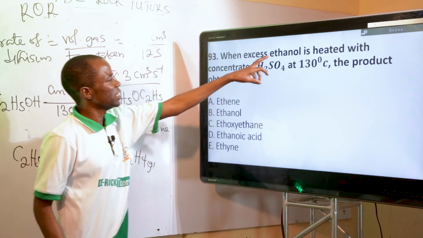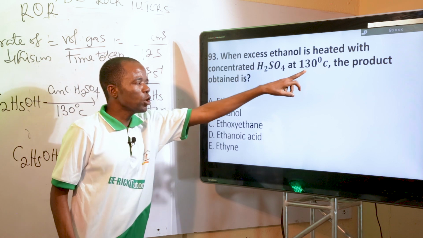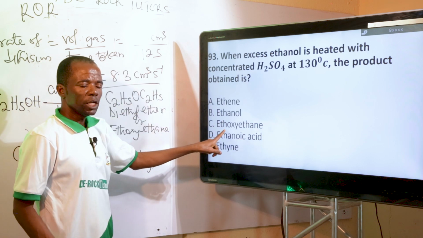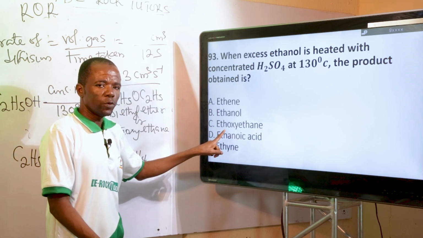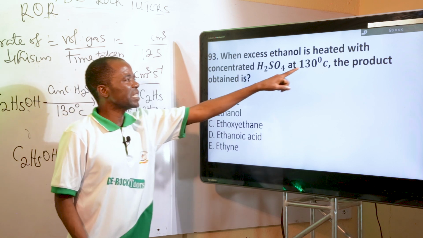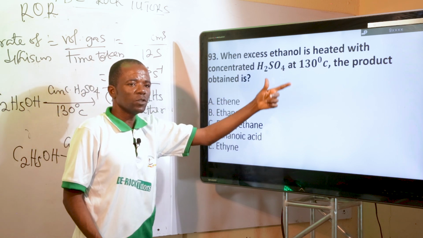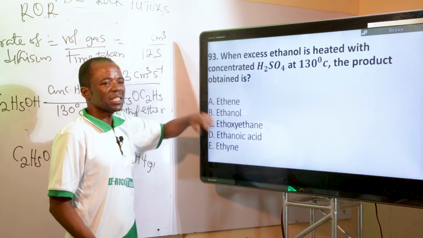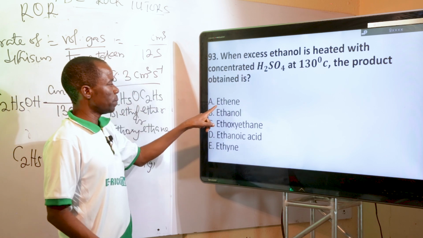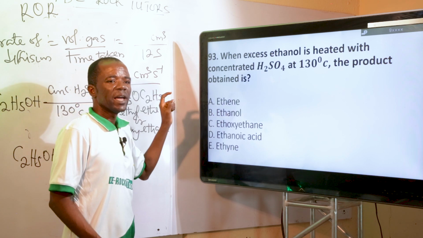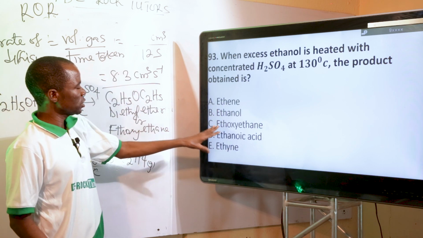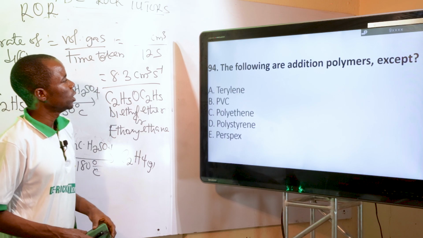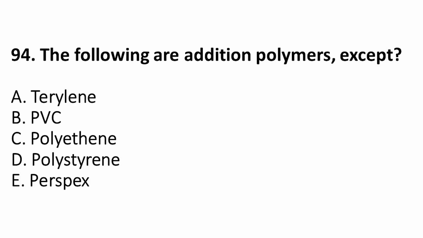If the ethanol is in excess and the temperature is lower than 160 degrees Celsius, it is an ether, ethoxyethane or diethyl ether, that will be produced. On the other hand, if the temperature is higher, say 170 or 180, and it is the concentrated H2SO4 that is in excess, not ethanol, then the product obtained will be ethene. So the answer for number 93 is ethoxyethane.